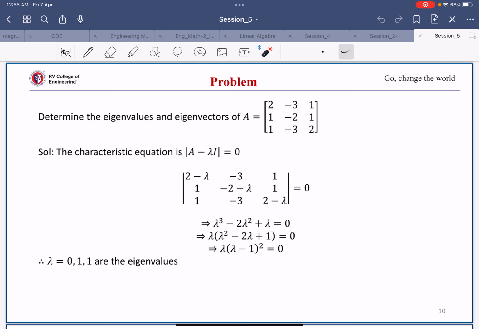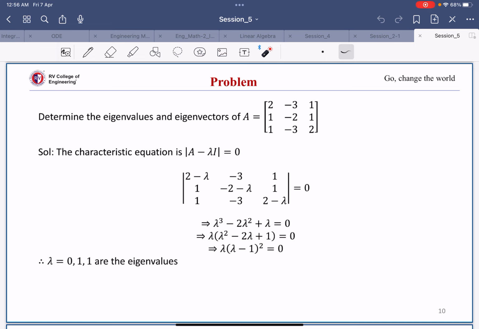You just need to subtract the lambda from the principal diagonal elements. That's what has been done. So you know how to expand a determinant. So we get a cubic equation here, since it is a 3 cross 3 matrix. So you know how to find the roots of a cubic equation. As we can inspect here, I can take lambda as common. I get lambda into lambda square minus 2 lambda plus 1 is equal to 0.